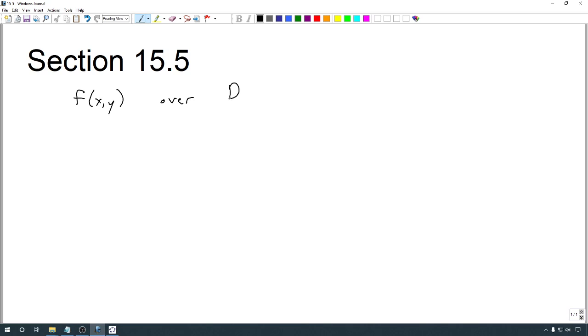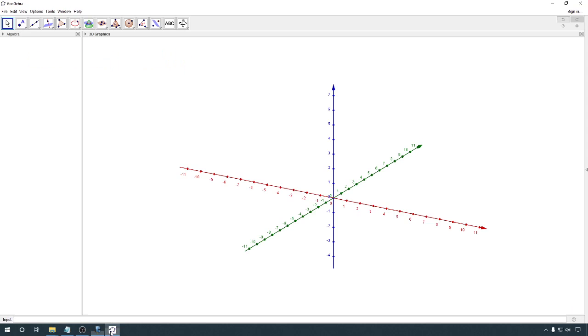So there's some region in the plane that will take this function and make it into a surface over that region, and we'll find the area of that surface, not the volume underneath it. As an example, let's take the function f of x, y equals 2 minus x squared minus y squared, and we'll go ahead and graph this function.